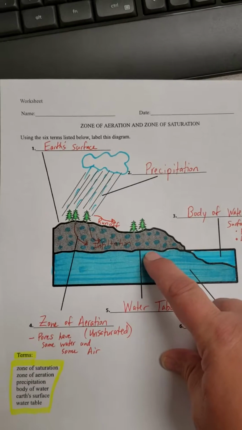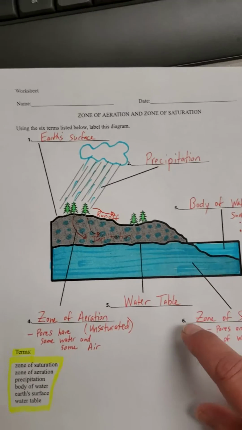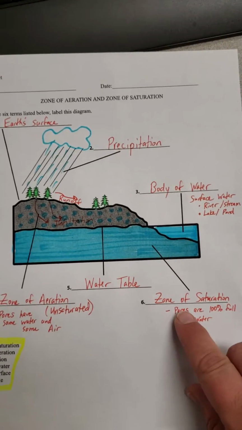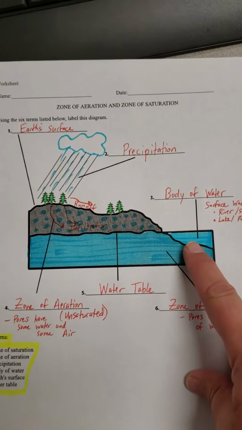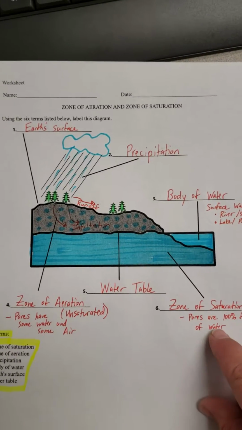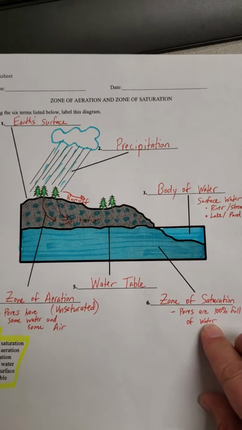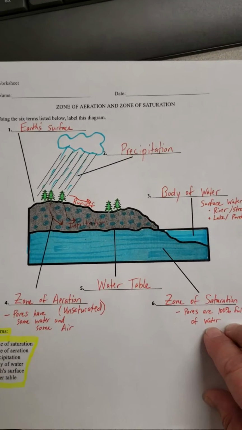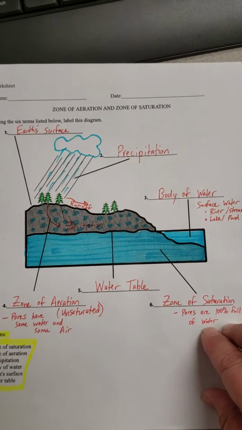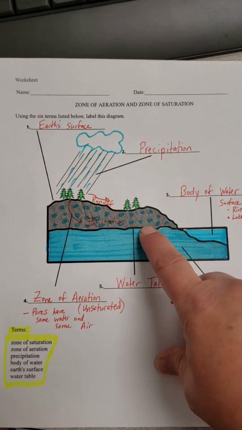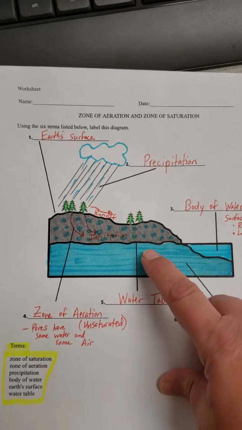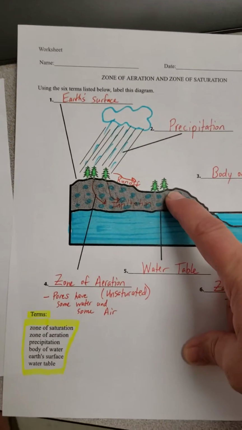So we see right here at the bottom, this part right here is fully saturated, and so this is going to be called our zone of saturation, and we see here that the water has completely filled all the spaces in between the particles of the soil and the rock. The spaces are 100% full. They're 100% saturated.